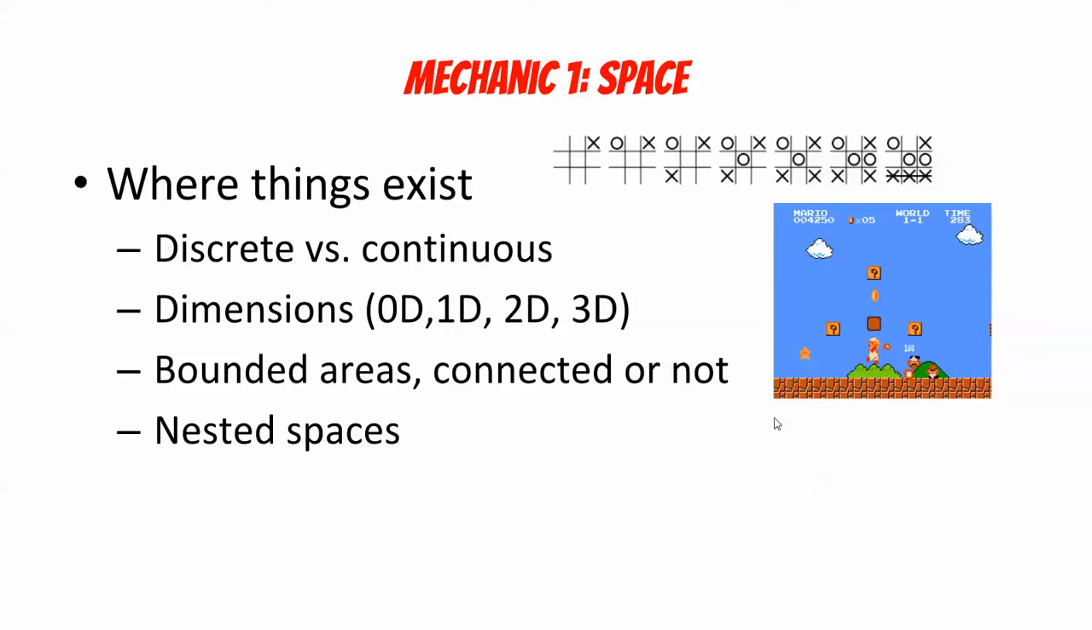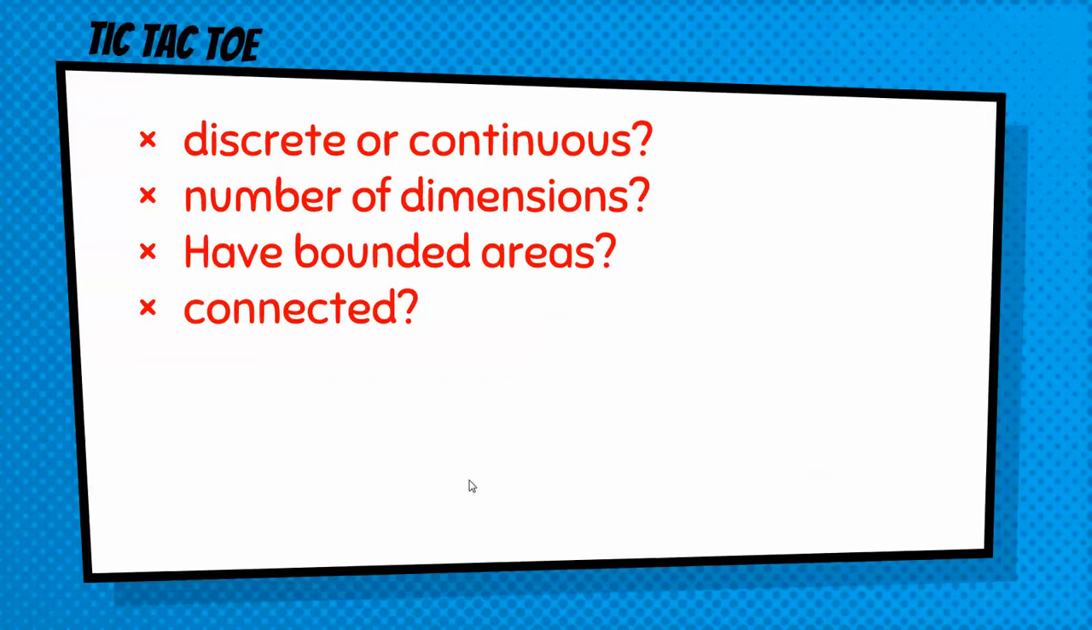Some things have bounded areas. So like you have areas where Mario can go and where he can't go. You have bounded areas. So for example, I can put an X only there, but I can't put an X there. Some things are connected. So for example, Mario can go down a pipe and that'll take you to another connected area. These spaces aren't connected, but it matters where they're at. So if I put an X here, it matters that there's an X right there. So that matters. There's nested spaces.